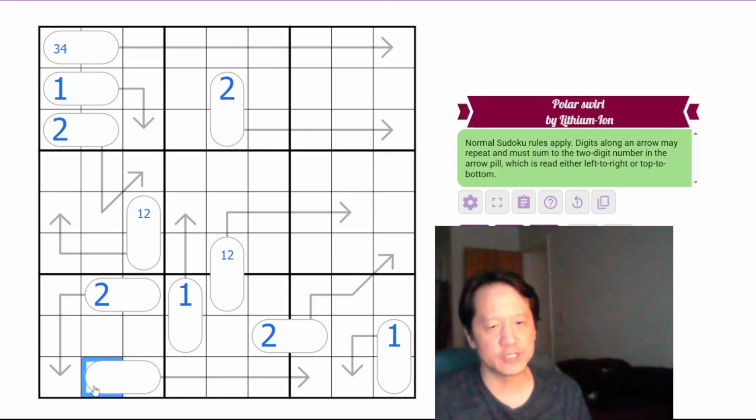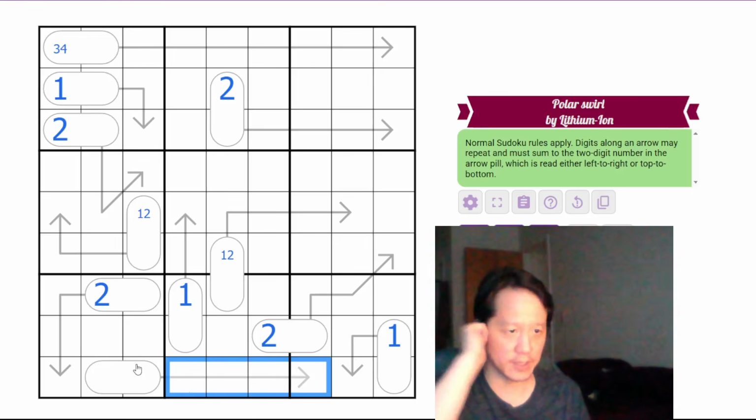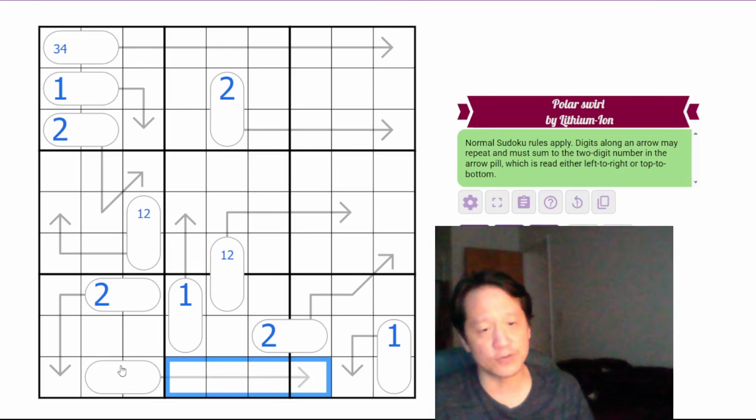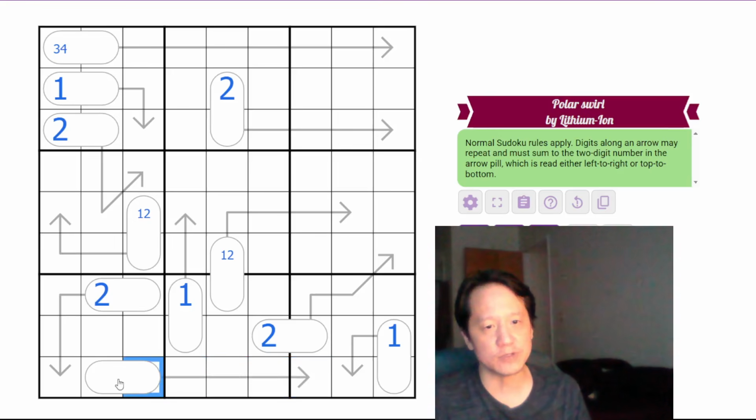This is 2 unique digits, and you can't have a 2 here, so to add up with 4 unique digits, it cannot be in the 30s. It can't be 30 because no 0 is allowed in the puzzle, so this has to be 1 here.